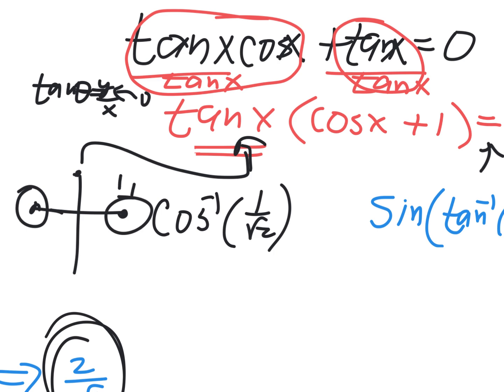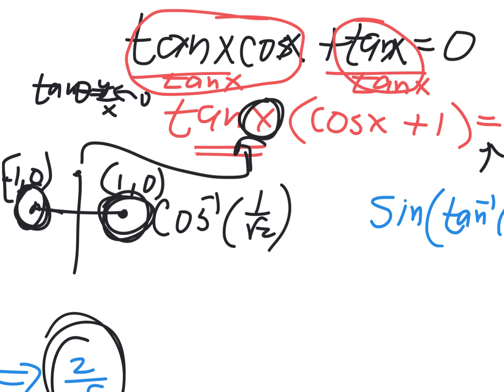I'm going to call this one out. It's 1, 0. And this one's negative 1, 0. And either one of them would work. So there's 2 answers. These 2 spots. What am I looking for? Angles. What are the 2 angles? 0 and pi.